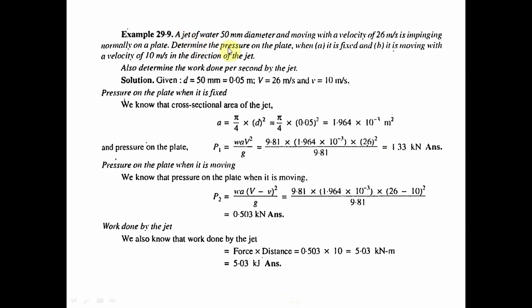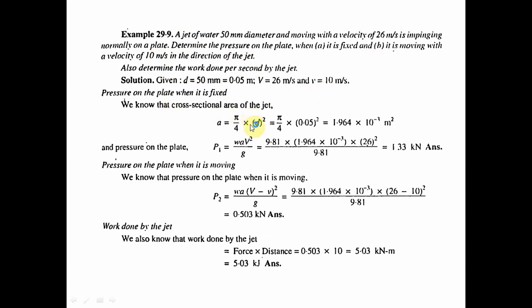So a jet of water 50 mm in diameter and moving with velocity of 26 meters per second impinging normally on the plate. Determine the pressure on the plate when it is fixed and when it is moving. Okay, so also determine the work done by the jet. So solution: d is equal to 50 mm, that is equal to 0.05 meters, and V is equal to 26 meters per second and velocity of plate 10 meters per second.